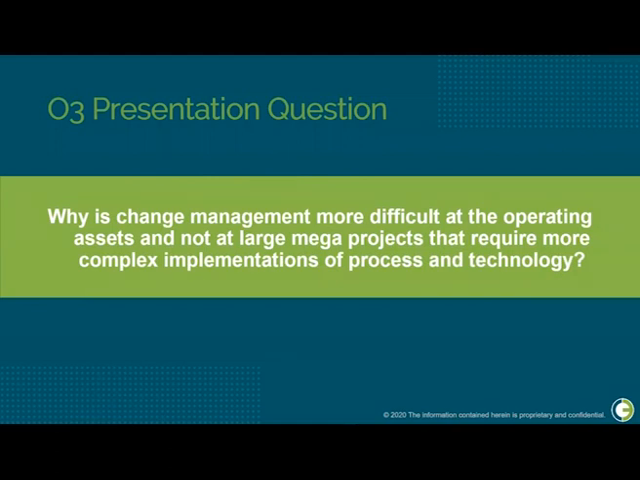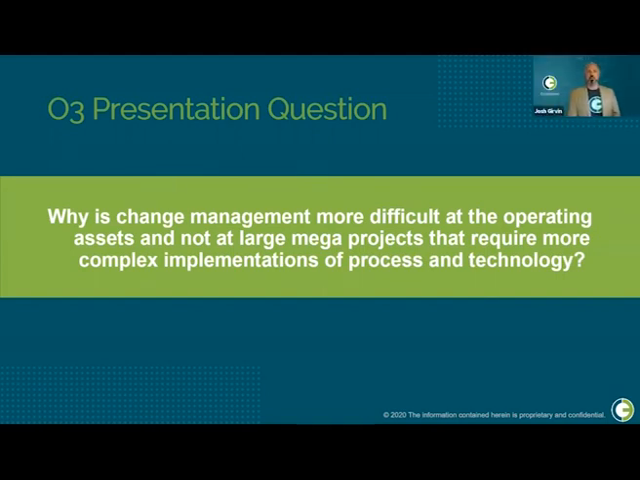All right, so I am definitely along with this question because I learned something new during your presentation about institutional inertia. So you talked a little bit about the differences and the challenges between mega projects and operating assets. So this particular question is, why is change management more difficult at the operating asset level and not at large mega projects that require sometimes more complex implementations of process and technology?